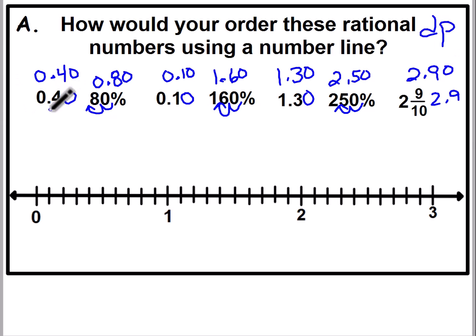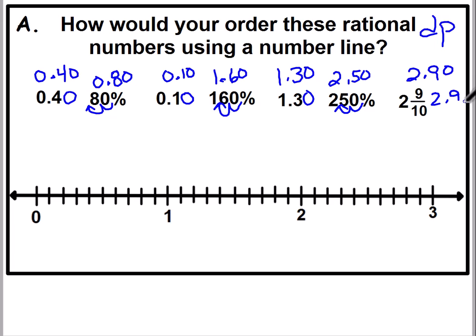4/10, if you wanted to change it to a percent, then you would go from decimal to percent 2 places to the right, and it would become 40%. 1/10 would be 10%. 1 3/10 would be 130%. 2 9/10 would be 290%. Okay, so we're ready to put it on the number line.